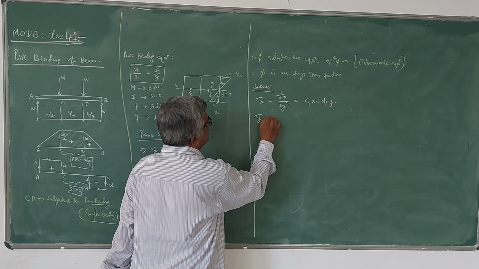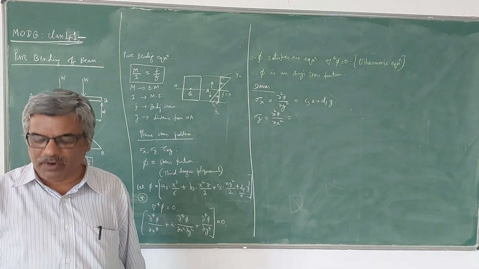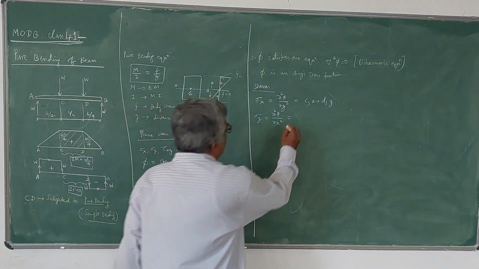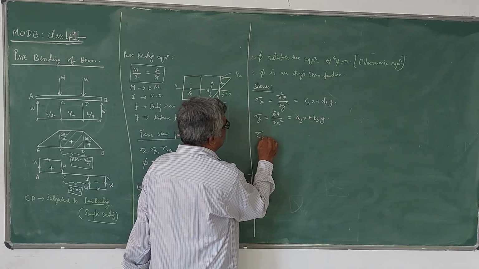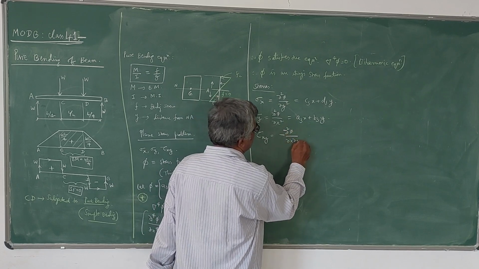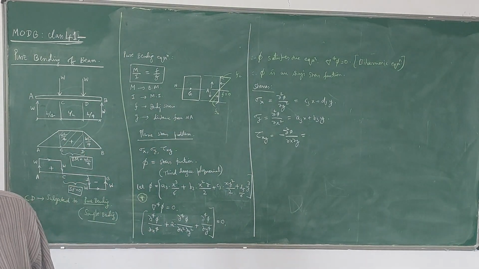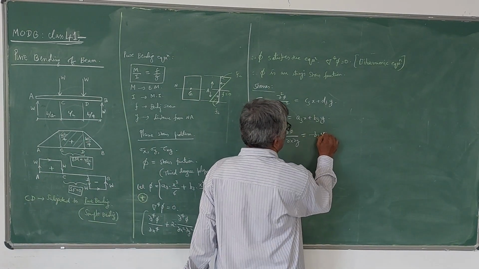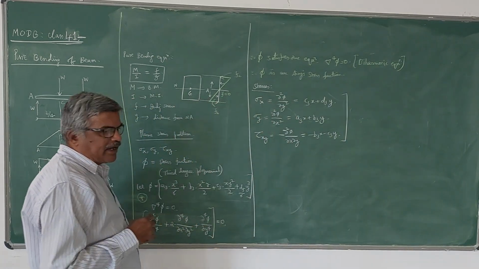Next, sigma y is dou square phi by dou x square. If you differentiate phi with respect to x twice, you get sigma y as a3 x plus b3 y. Then tau xy is defined as minus dou square phi by dou x dou y. That means we differentiate first with respect to x, then with respect to y, and we get minus b3 x minus c3 y. These are the stress components we can get from this function phi.